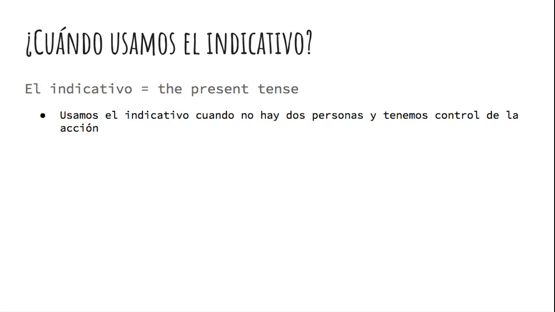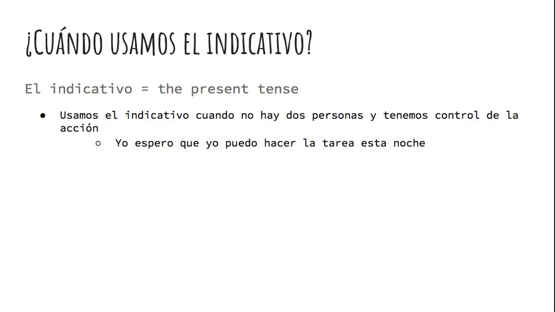If I'm talking about something that I'm going to do, well, I'm in complete control over whether or not I do that action, and therefore that doubt and loss of control is not a factor anymore. Por ejemplo, yo espero que yo pueda hacer la tarea esta noche. I hope that I can do the homework tonight. I'm in control of that action because I'm the only subject.